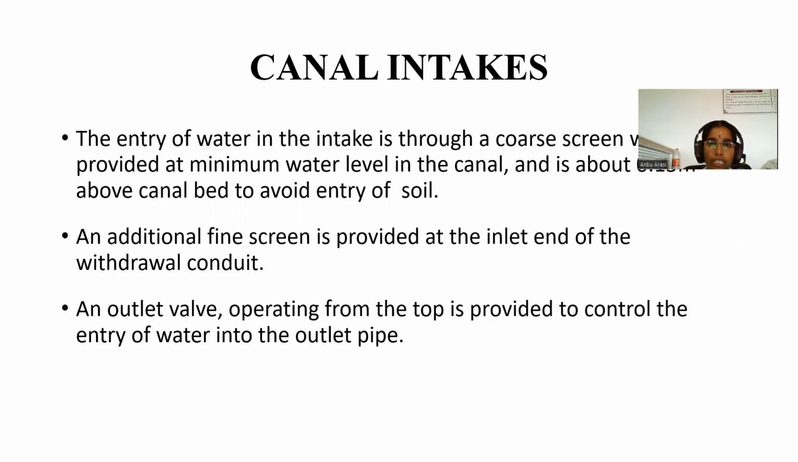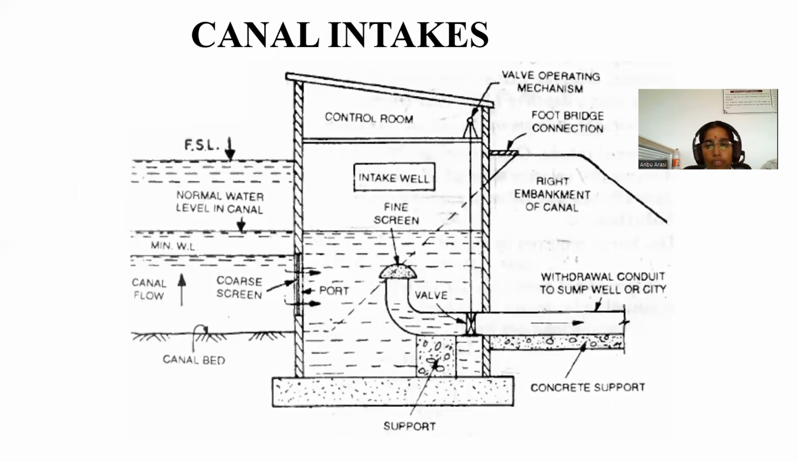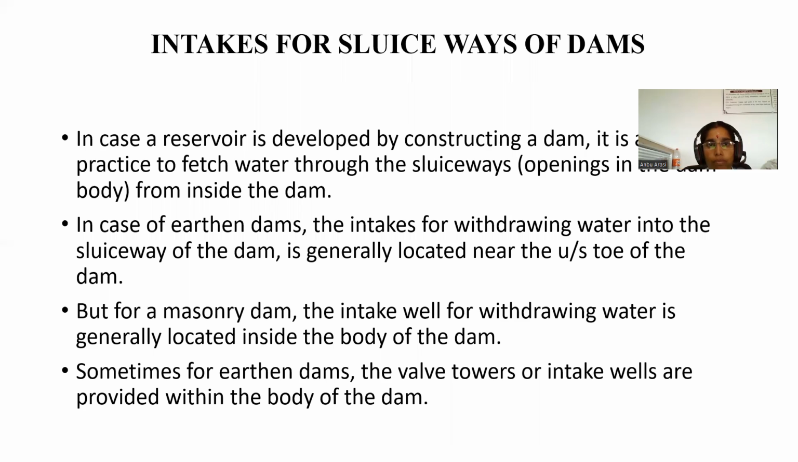The entry of water into the intake is through a coarse screen with withdrawal provided at minimum water level in the canal, and it is above the canal bed level to avoid entry of soil. An additional fine screen is provided at the inlet end of the withdrawal conduit. An outlet valve operating from the top is provided to control the entry of water into the outlet pipe. This is the cross section of the canal intake structure.